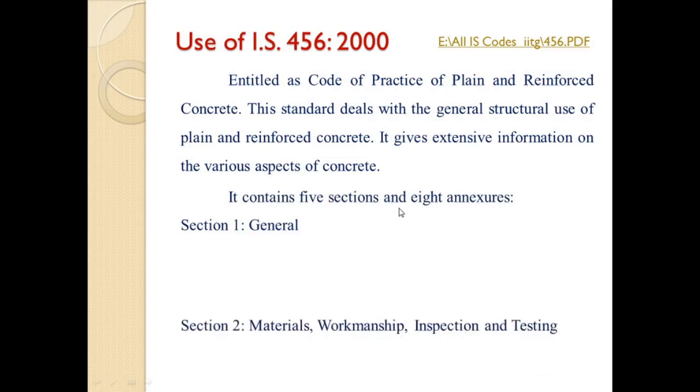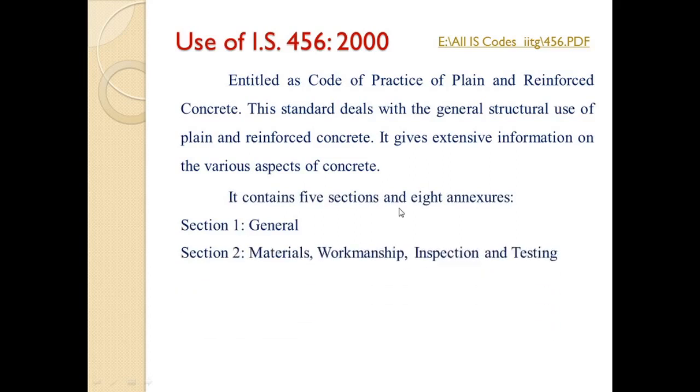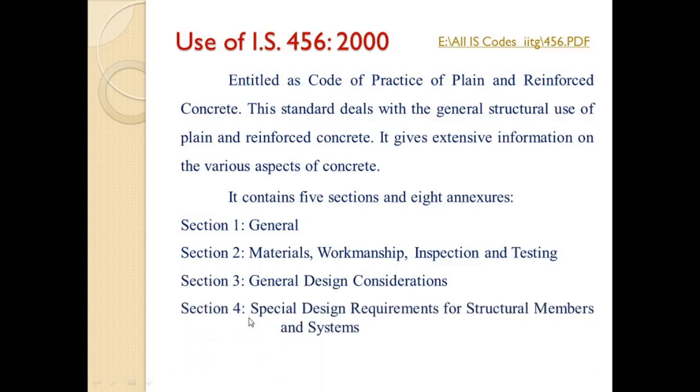The first section is general, the second is materials, workmanship, inspection and testing, and the third is the general design consideration. The fourth is special design requirements for structural members and systems, and lastly the structural design, that is the limit state method. Using this IS 456 2000 we get the various IS specifications for designing slab, beam, column, and footing, related to the various aspects of concrete.